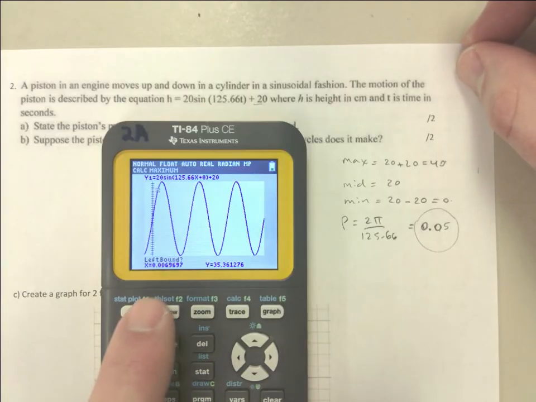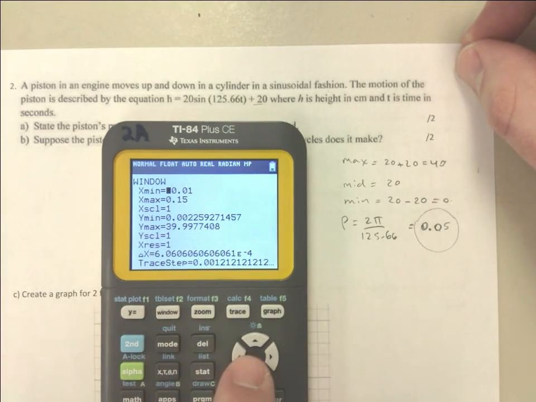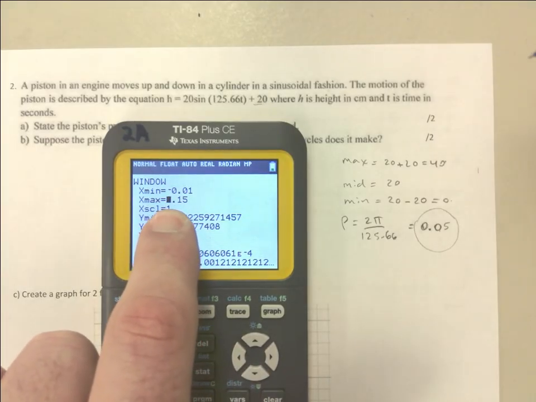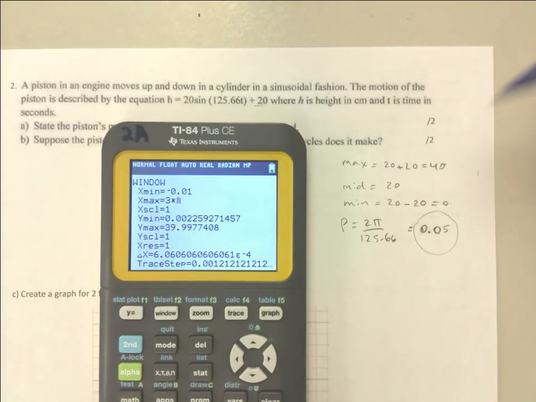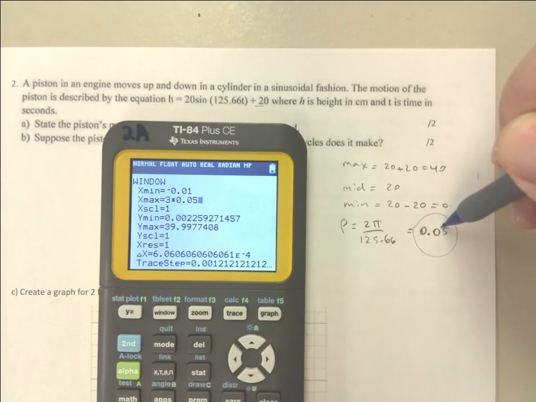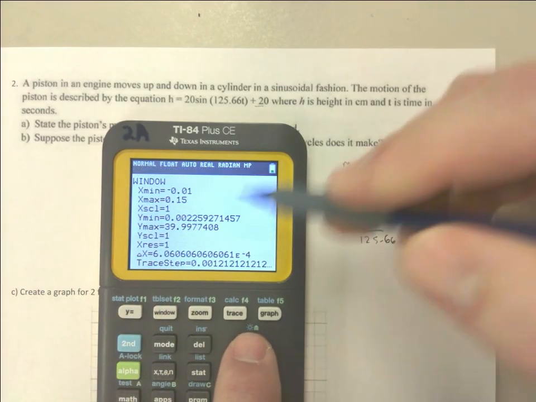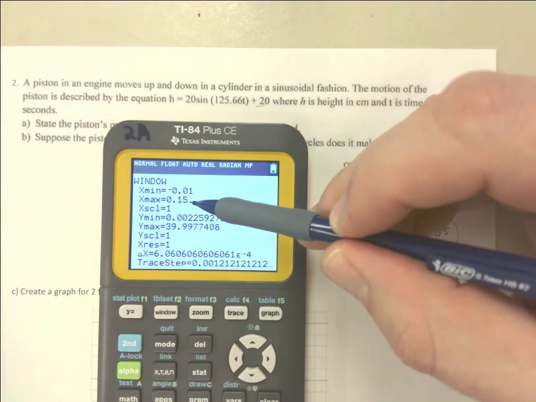Do you remember, if you go to your window, do you remember what I told you to put in your X max normally? I said go 3 times whatever the period is. I think if you stick to that, you're going to be safe no matter what. It's going to work for you every time. If I hit enter, then that's what your X max should be. In that case, please look, do you see how X max is 0.15?